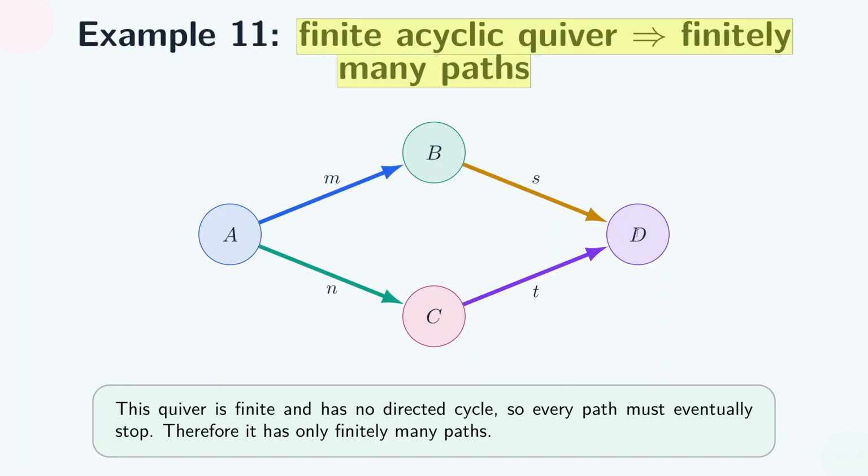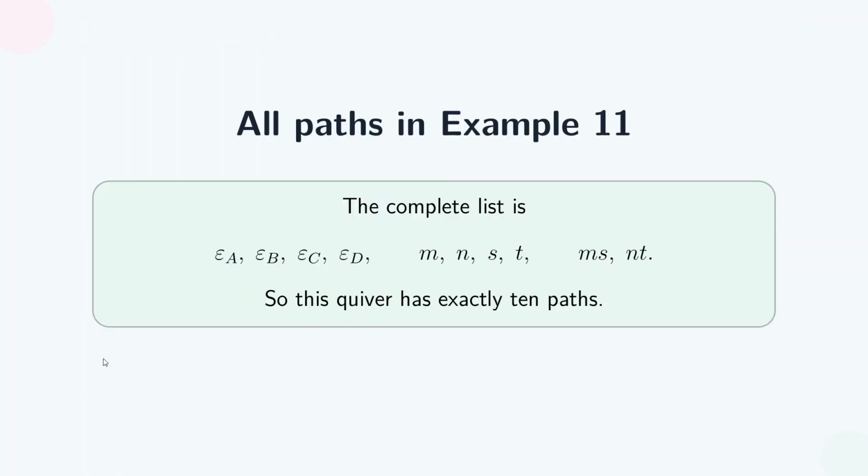This is a very important principle. Cycles are what create the possibility of endlessly longer paths. Without cycles, in the finite case, every path must come to an end. Now the previous example becomes even clearer, because we are given the complete list of all its paths. First, we have the length 0 paths, one at each vertex. Then we have the paths of length 1, which are just the individual arrows. And finally, we have the paths of length 2 that can be formed by fitting arrows together. When we list all of them, we get exactly 10 paths in total.